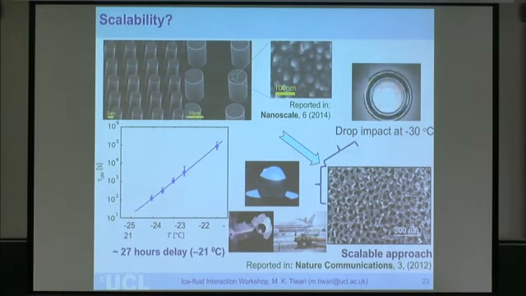So in the last 5 minutes or so, I want to just show you that I'm an engineer. I don't live in the ideal world only. So we are trying desperately to design surfaces with techniques that are scalable. Here I've plotted the same graph with the temperature plotted in here.